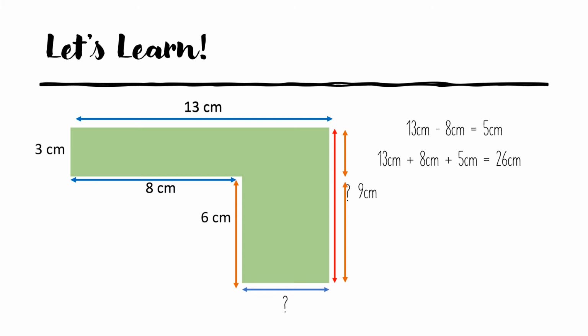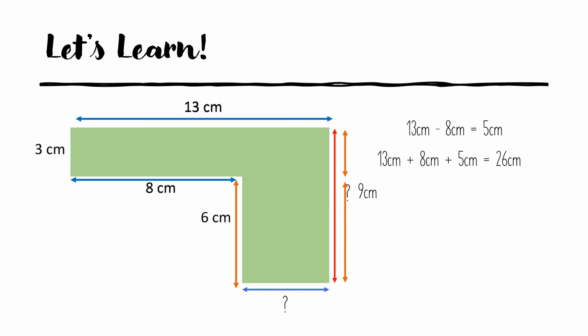Now I know the length of every single side, I can add them all together. I'm going to start off by adding the blue sides together. So 13 centimetres, add 8 centimetres, add 5 centimetres. What do you notice about 8 add 5? Well done. It's 13, isn't it?